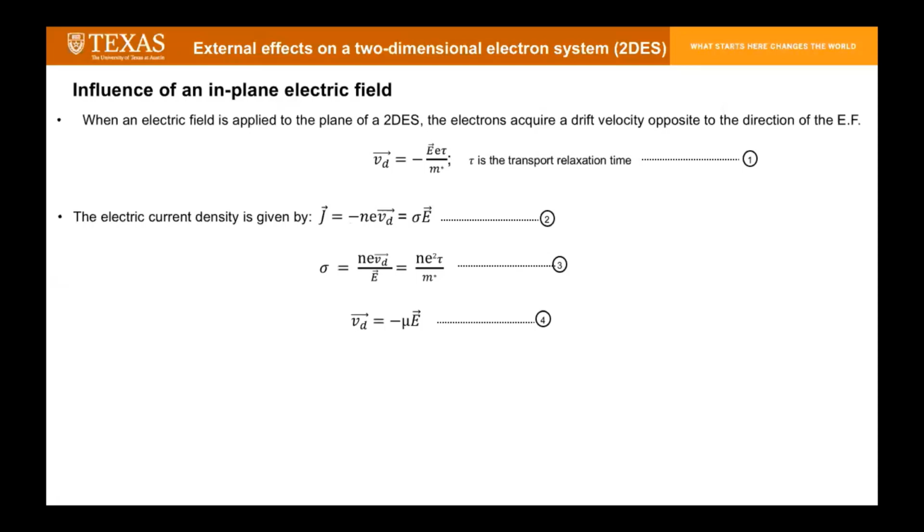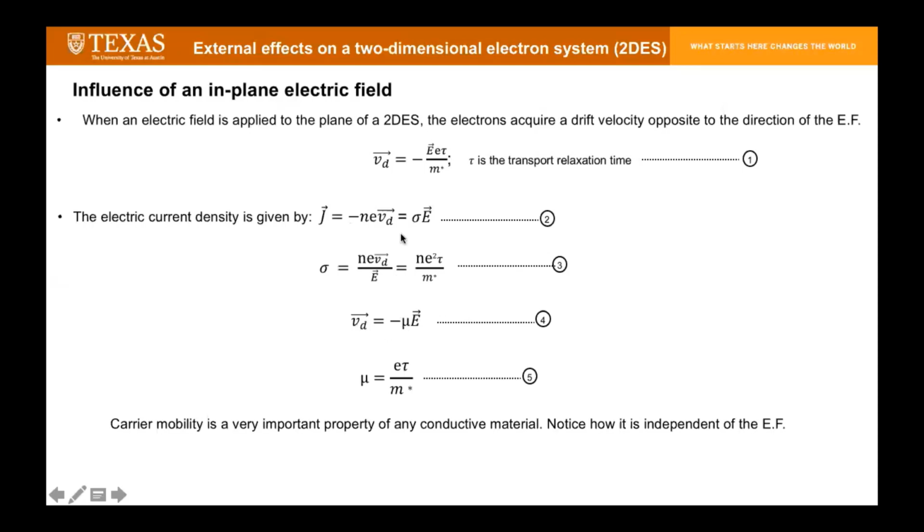An important quantity for any semiconductor system is the mobility of the system, given by the symbol mu. This is the definition of mobility, and if we substitute the value of Vd here, then we can extract the value of mobility, which is given by this expression, which is very important. We'll come back to it later.